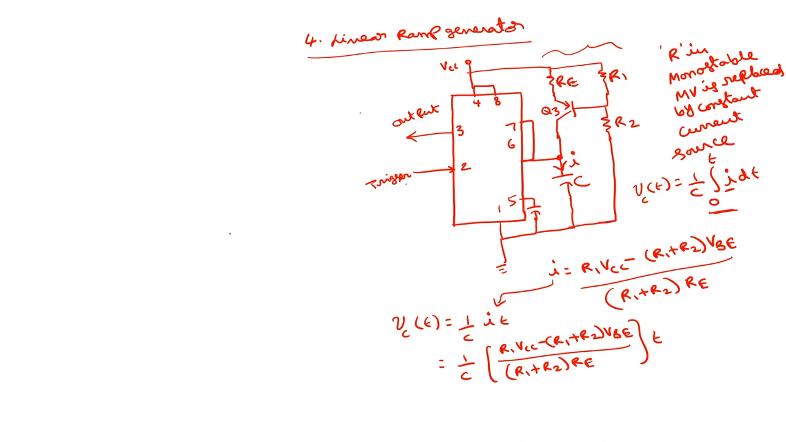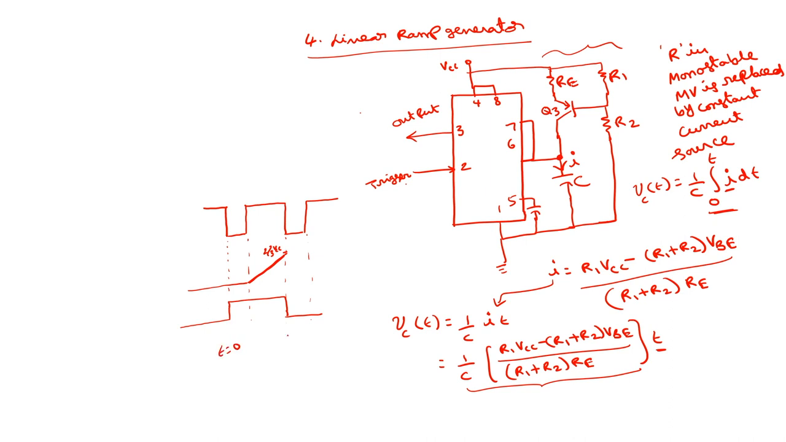If I plot the input output waveforms, this is the negative going trigger, and what will be the capacitor voltage? Here it will start charging linearly because this current is constant. The slope of this will be this, y is equal to mx type of thing. This is the linear charging. And at t is equal to T, whenever it charges to 2/3 VCC, the output becomes low. This is the output signal.